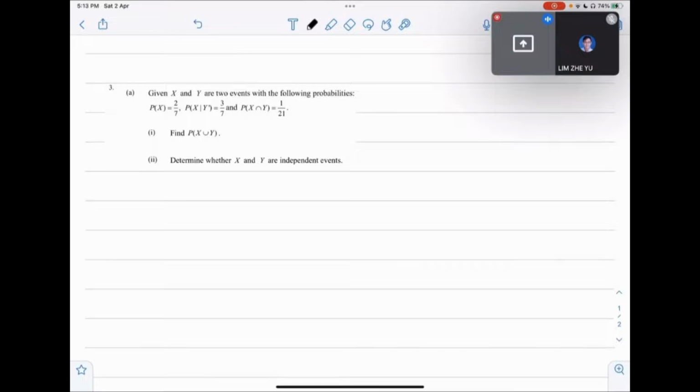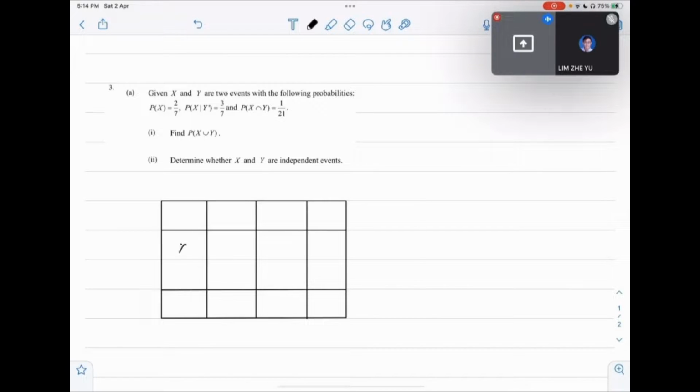Now we will discuss question 3. Given X and Y are two events with probabilities P(X) equals 2 over 7, probability of X given Y prime is 3 over 7, and probability of X intersect Y is 1 over 21. So in order to interpret our data, it's easier for us to do our table first.